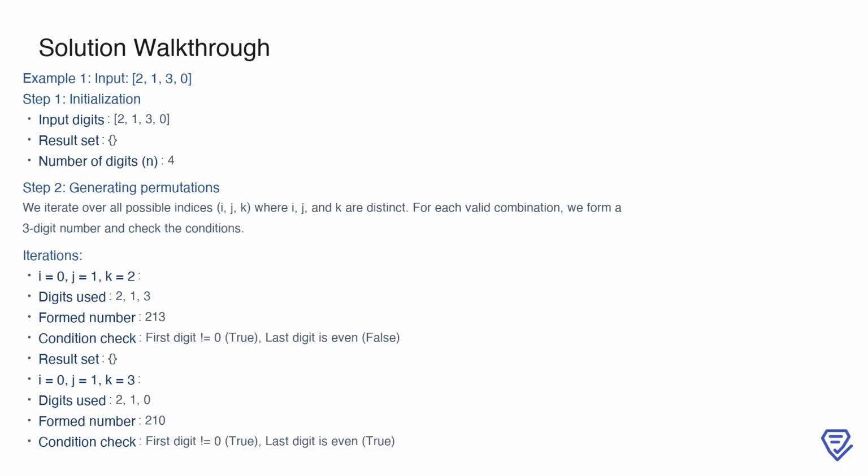For example, when i equals 0, j equals 1, and k equals 2, the digits used are 2, 1, and 3. This forms the number 213. Checking the conditions, the first digit is not 0, which is true, but the last digit is odd, so the number is not added to the result set. However, when i is 0, j is 1, and k is 3, the digits used are 2, 1, and 0, forming the number 210. Both conditions are satisfied here, so 210 is added to the result set.